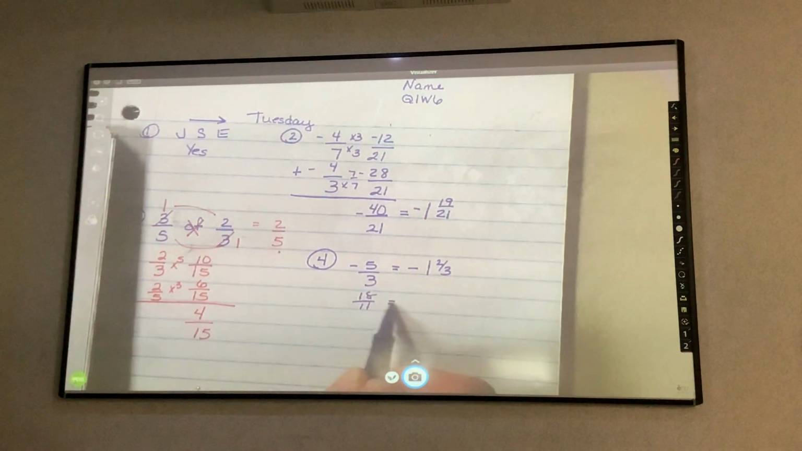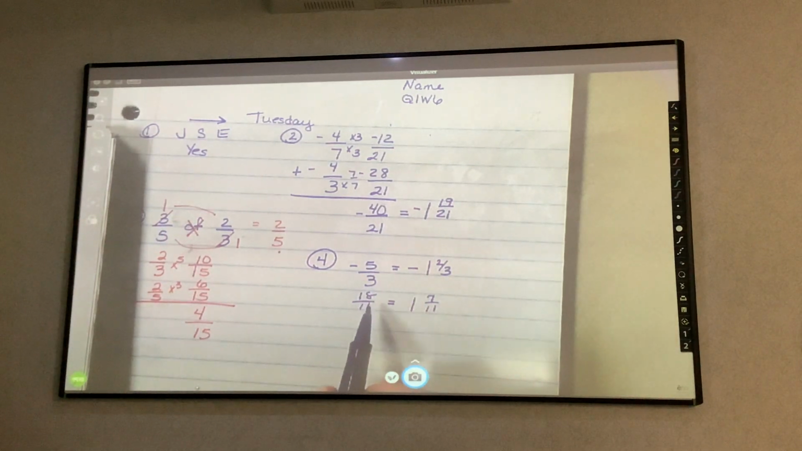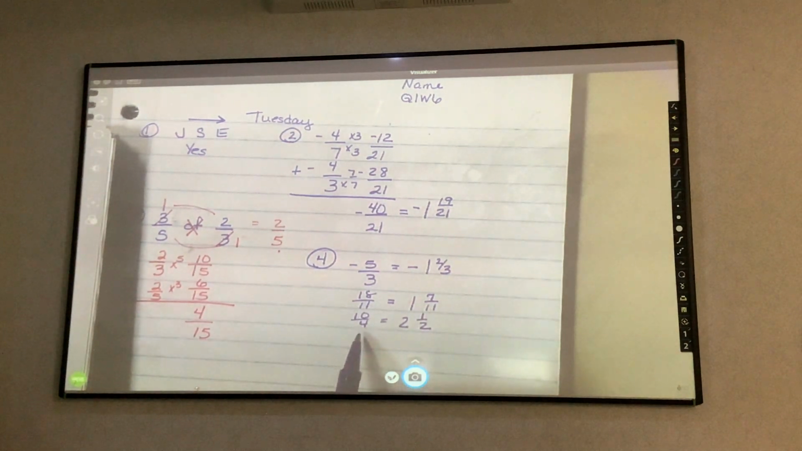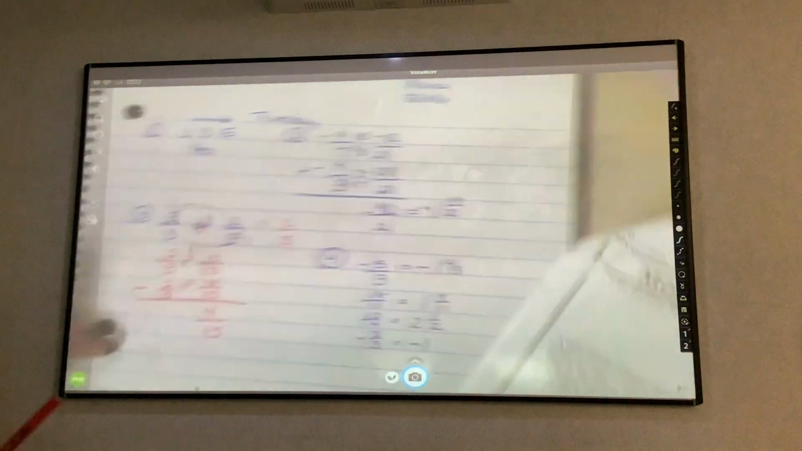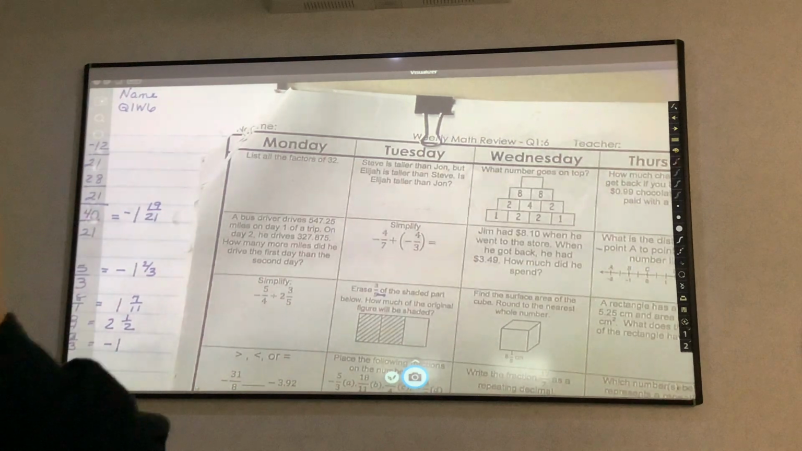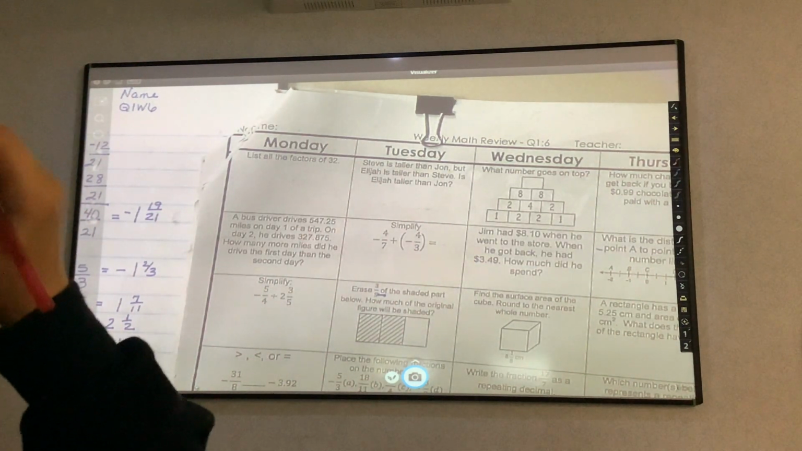18/11 is really 1 and 7/11. 10/4 is 2 and 2/4, which is 2 and 1/2. And then a -3/3 is really a -1. Okay, so then on my number line, I have -1 and 2/3, a -1, a -1/2, and then a -2.